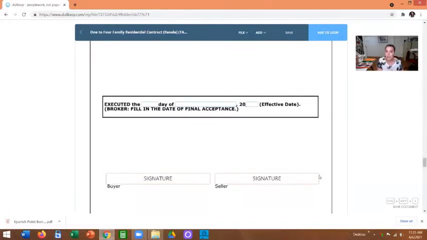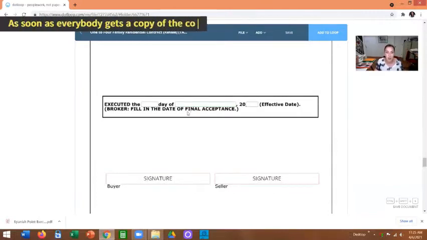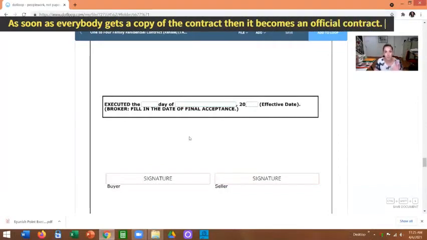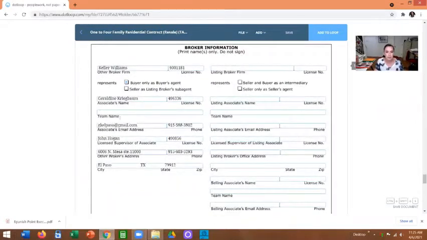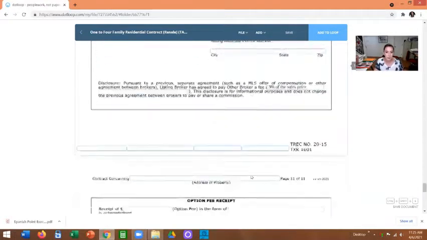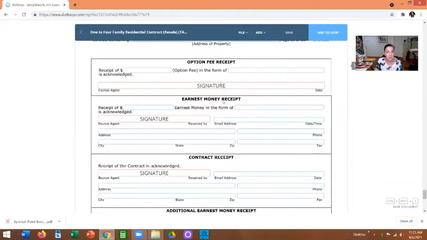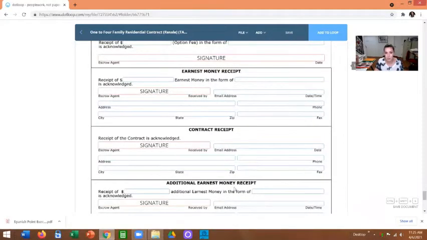And then once everybody agrees on all items in here, any changes are initialed by both parties, and any blanks that are necessary are filled in. Once everybody initials and signs off on this, then we can execute, we can date the contract. Then as soon as everybody gets a copy of the contract, it becomes an official contract. Before that, it's still just an offer, okay? So this will list the people involved in the contract, buyer's agent, seller's agents, and then this shows how the buyer's agent will be compensated. And then this form basically breaks down the receipts for option and earnest money.